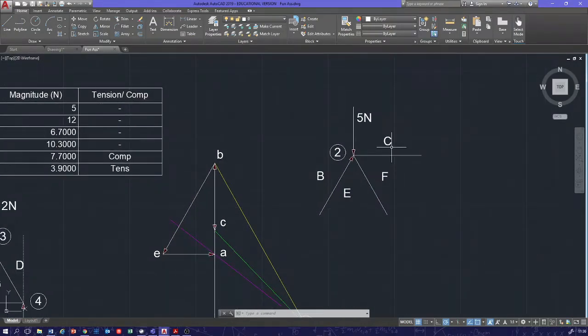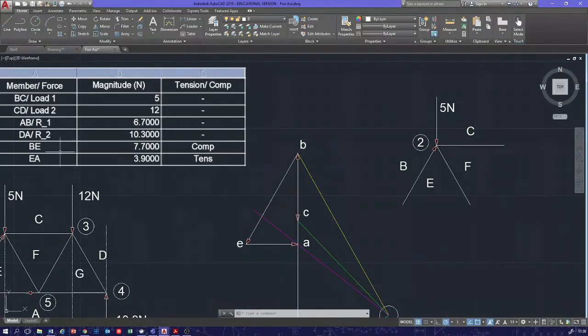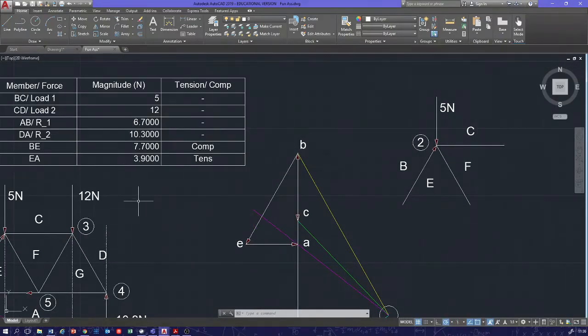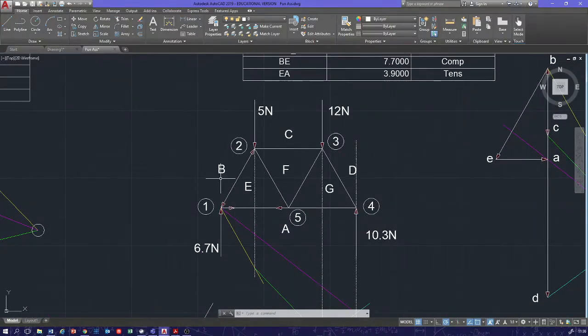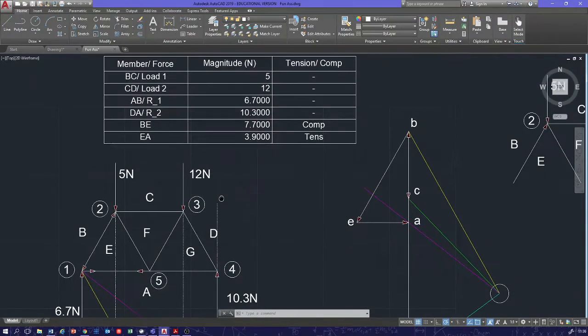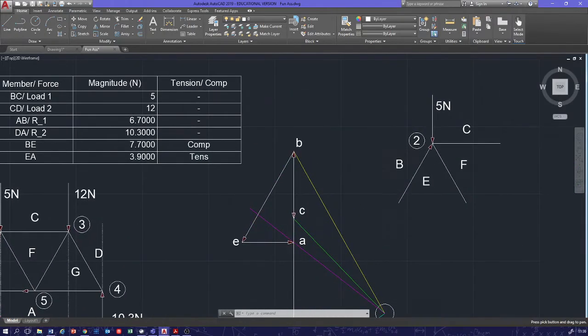So here we go. I've zoomed in. There's my Bow's notation around the joint, and that's what's going on. Now we know EB. Let's have a look at our table. Or BE, as I called it last time, because we were going round that corner. So we know the force in this line here.